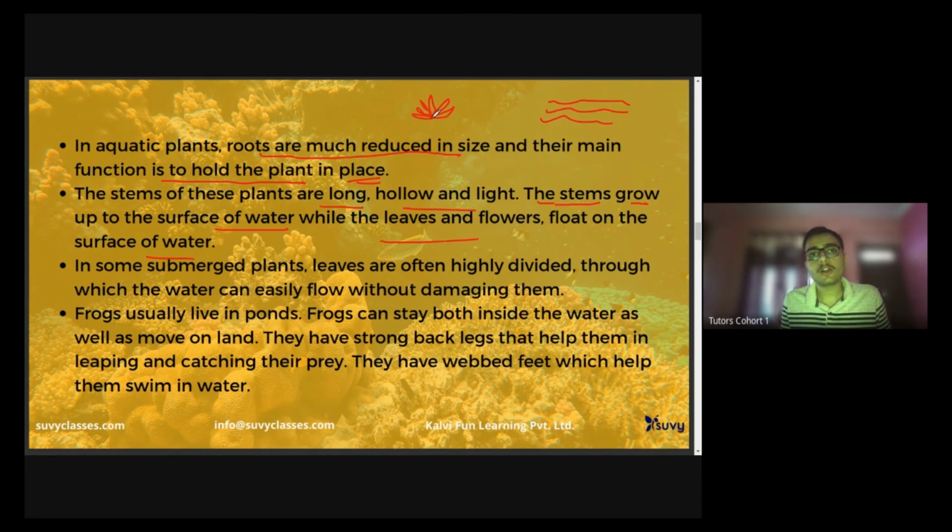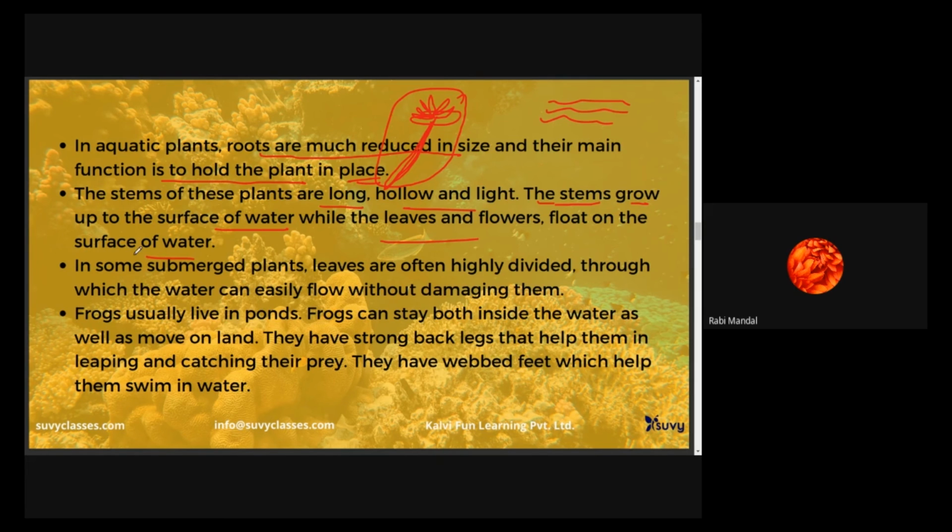Again, my drawing is not too good. This is a leaf kind of structure present here, and its roots go deep into the water, right? Have you seen that in images? A lotus plant? I have not seen the image of a lotus plant, but I have studied about it.